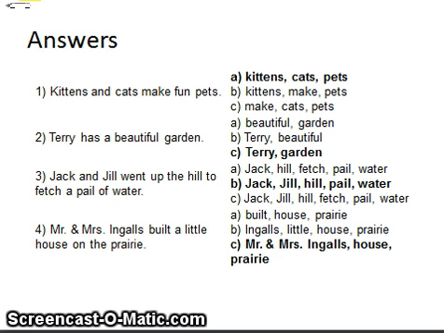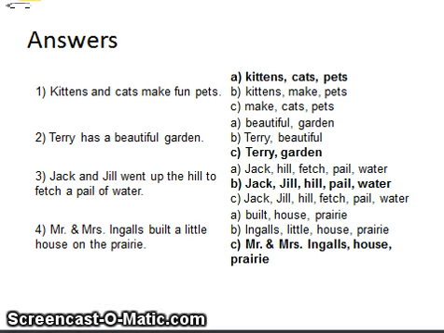Okay, number 2, Terry has a beautiful garden. Well, Terry's a person, so we need Terry in our answer. That'll limit us down to B and C. Beautiful, that's a word that's going to describe a noun. We'll learn about these adjectives. It's an example of an adjective. We'll learn about those soon. But garden, a garden's a thing, so garden has to be our answer. C is the best choice.